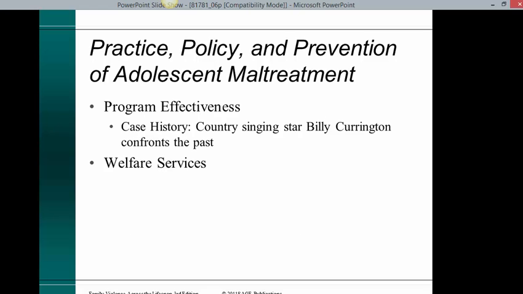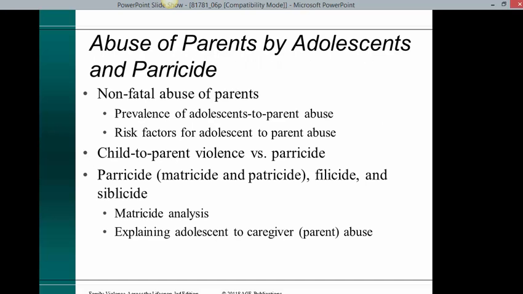Practice, policy, and prevention of adolescent maltreatment. Issues include program effectiveness, including case history. Example, country singing star Billy Currington confronts the past. Welfare services. Abuse of parents by adolescents and parricide.